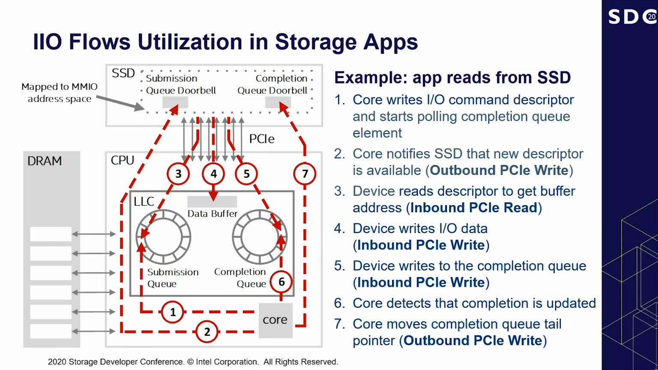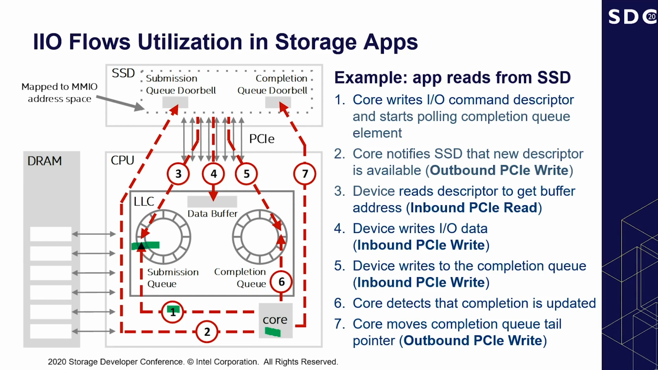Okay, on to the example of our application reading data from the SSD. The first thing is that our core is going to write the IO command descriptor into the submission queue that we're showing in the last level cache. It then begins polling the completion queue to see when that work is finished.